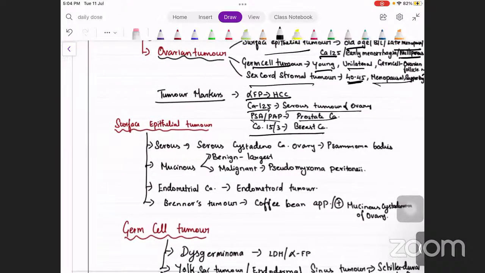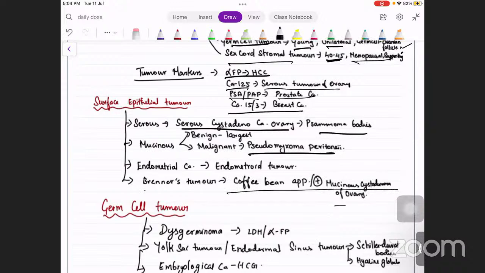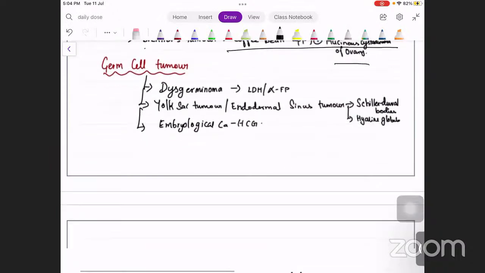Then, psammoma bodies are seen in serous adenocarcinoma of the ovary, and pseudomyxoma peritonei is seen in the malignant mucinous variety of the ovary. Endometrial carcinoma, endometrioid tumor, Brenner tumor, what appearance do you see? Coffee bean appearance, or mucinous cystadenoma of your ovary. Coffee bean appearance in Brenner's tumor.